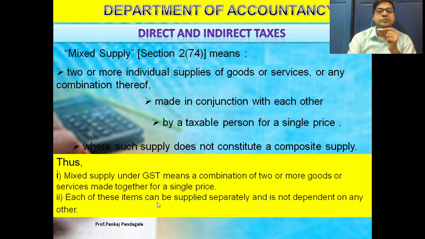Each of these items can be supplied separately. Now in composite supply, each item cannot be sold separately, but in mixed supply each item can be sold separately and does not depend on each other. In mixed supply, items do not depend on each other, but in composite supply, both the items depend on each other.